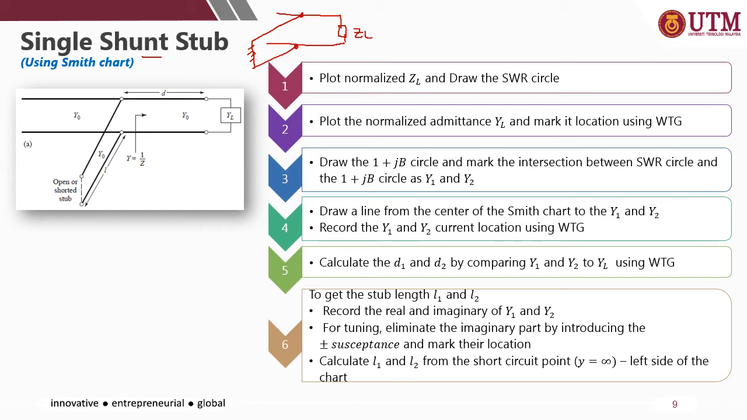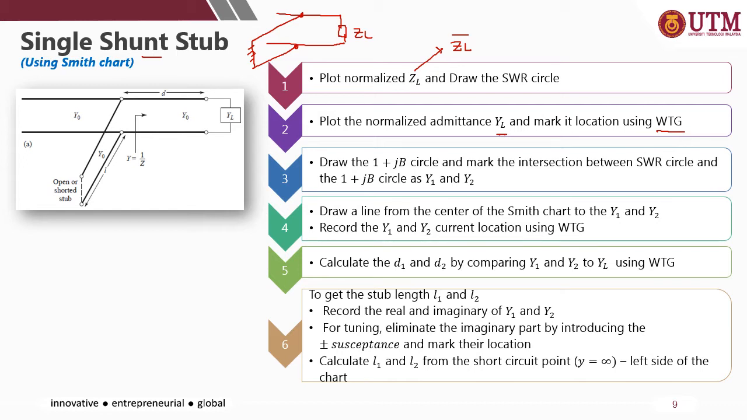The first step is to plot the normalized load impedance. Once we have ZL, we can find the normalized ZL and plot it, and as usual, draw the SWR circle from the center of the Smith chart, and then plot the normalized admittance. Admittance is on the opposite side of ZL. Mark the YL position, extend a line from the center of the Smith chart to the YL point, and look at the position using the wavelength towards generator.